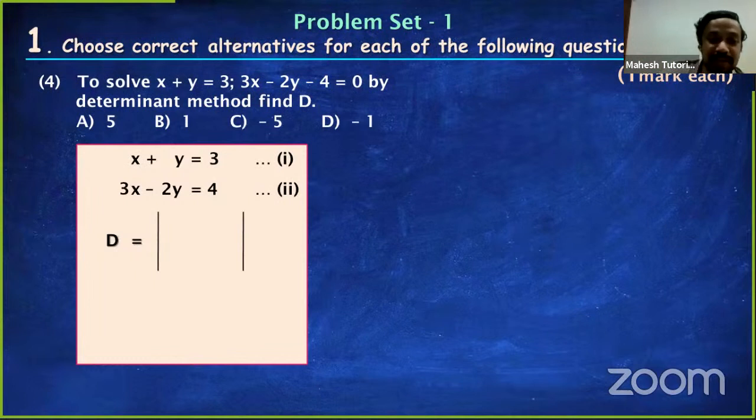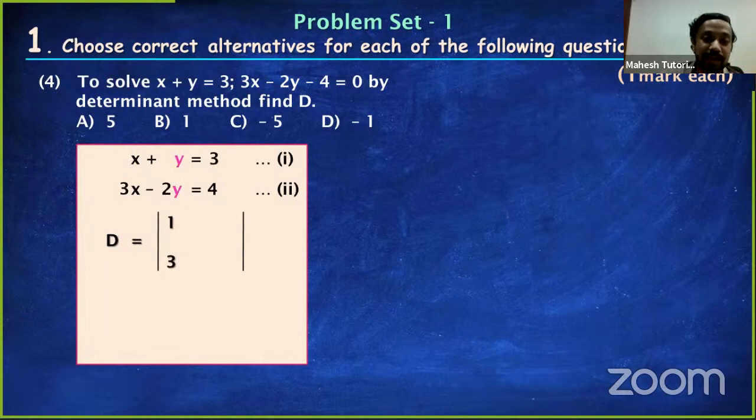So in that case, students, let us start with the alphabet x. Can you tell me in equation 1, what is the coefficient of x? 1. In equation 2, what is the coefficient of x? 3. So the coefficients of x are 1 and 3. All right. Moving further, let us consider alphabet y.